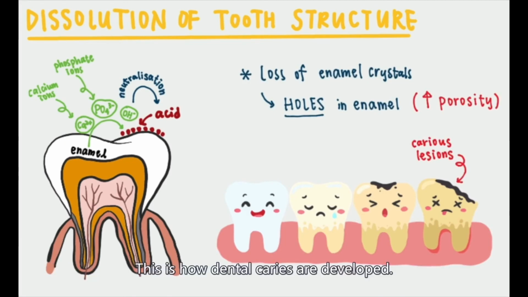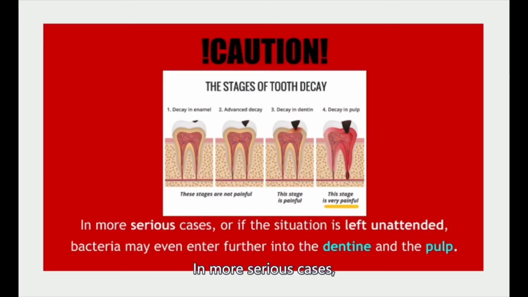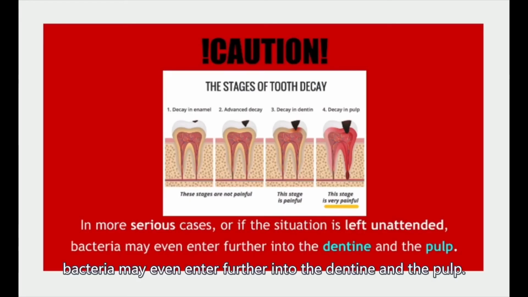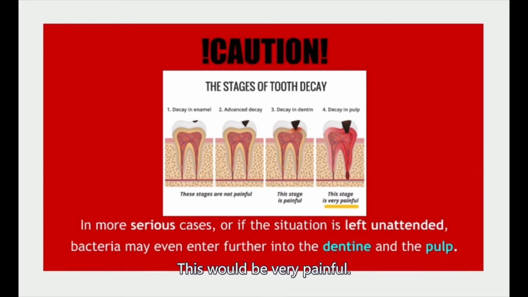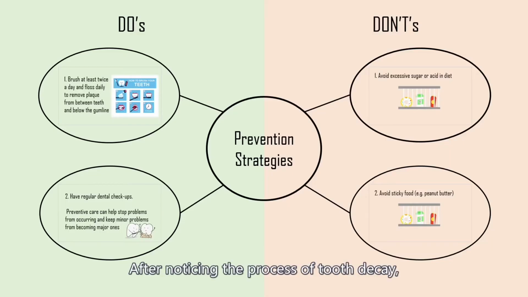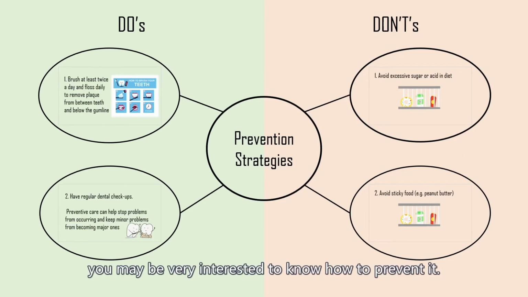This is how dental caries are developed. In more serious cases, bacteria may even enter into the dentin and the pulp. This would be very painful. After noticing the process of tooth decay, you may be very interested to know how to prevent it.